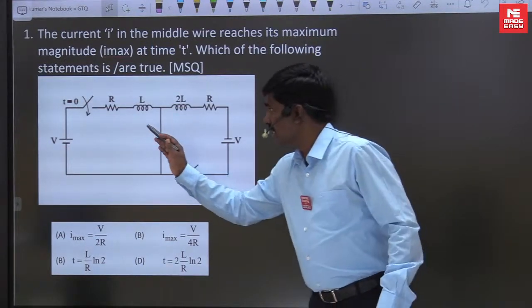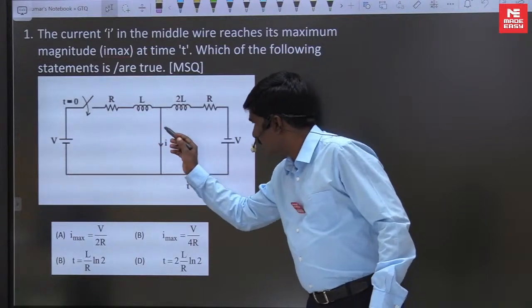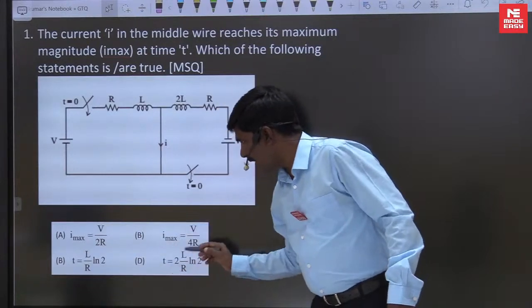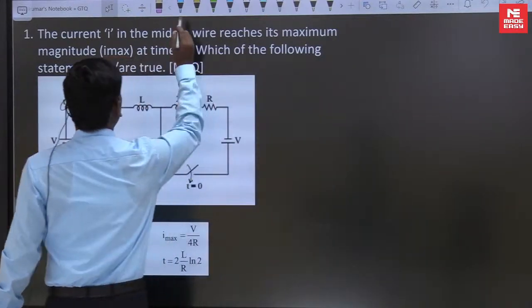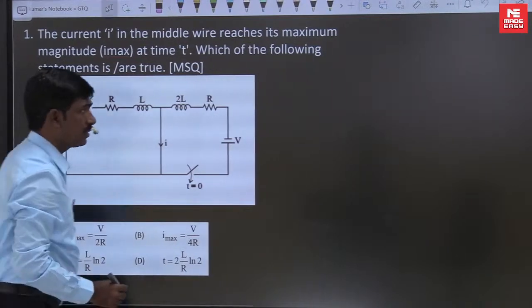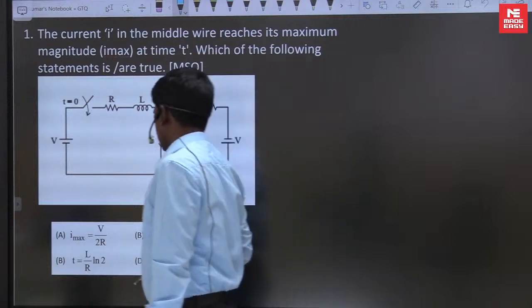In this, given is an inductor L, an inductor 2L, and this short circuit. At T equal to 0, the switch is closed. These are the given options. Here is a C, yeah, this is a printing mistake. Here is A, B, C, D.